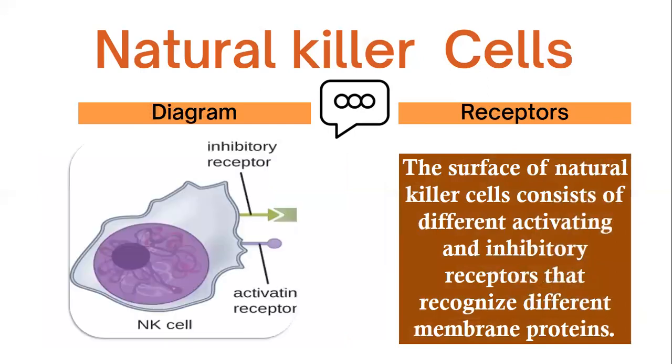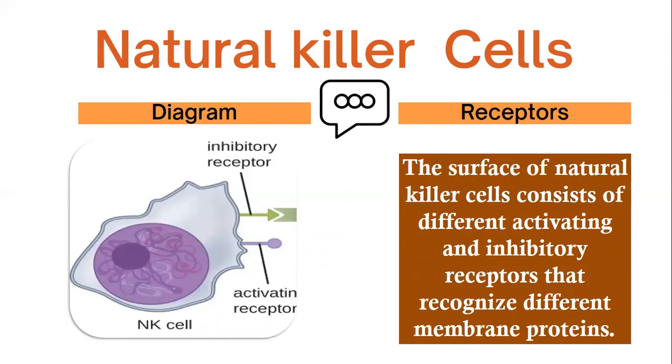Now look at another diagram of the same natural killer cells, which has two specific types of receptors. I have told you that they do not have receptors for identifying all microbes, but they have an inhibitory receptor and an activating receptor. The inhibitory receptor is basically to identify the difference between self and non-self.